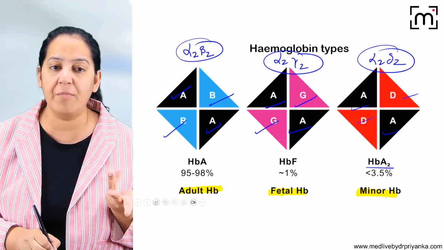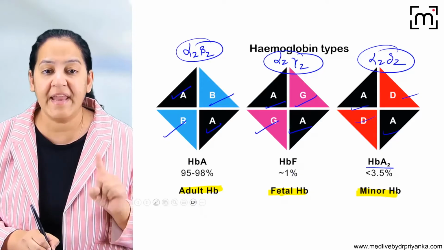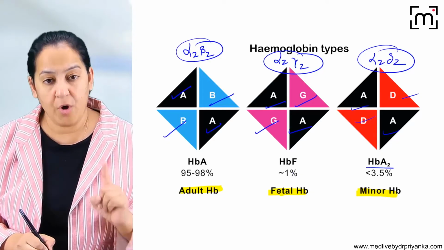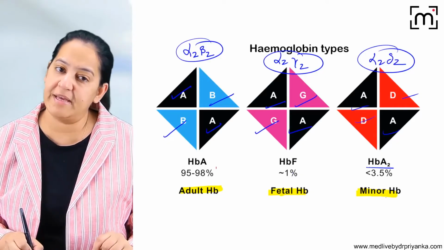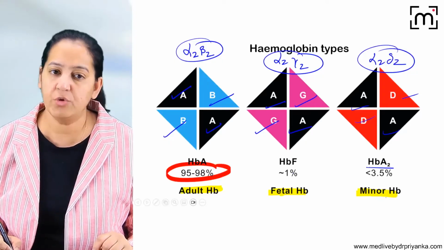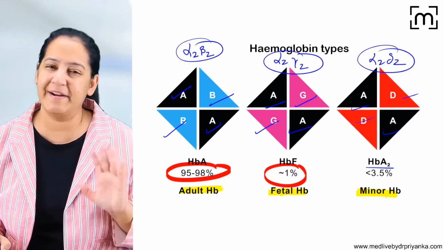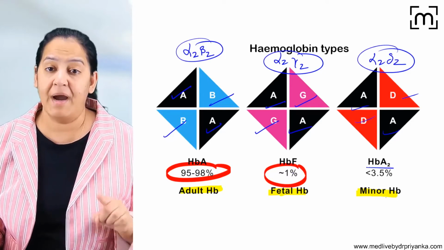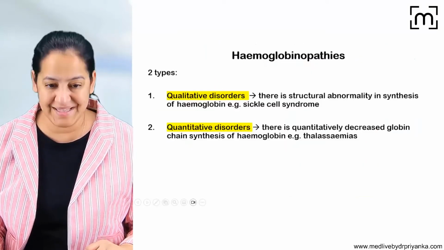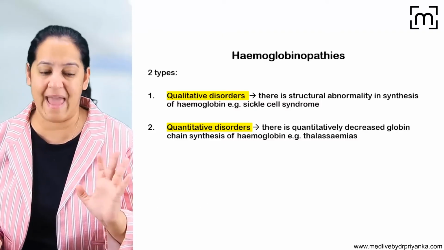In what percentage is each hemoglobin present in an adult human body? So in all healthy adults, hemoglobin A is maximum. It's 95 to 98%. It is the major hemoglobin. Fetal hemoglobin is nearly 1% or less than 1%. Minor hemoglobin is less than 3.5%. So these are the types of hemoglobins present in adult humans.